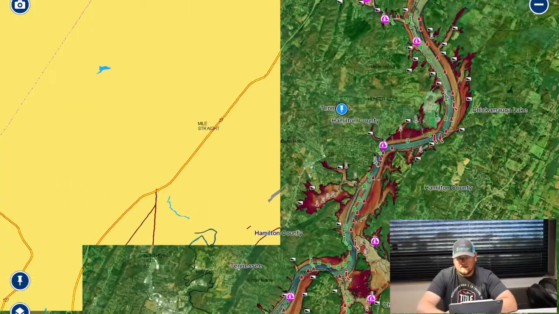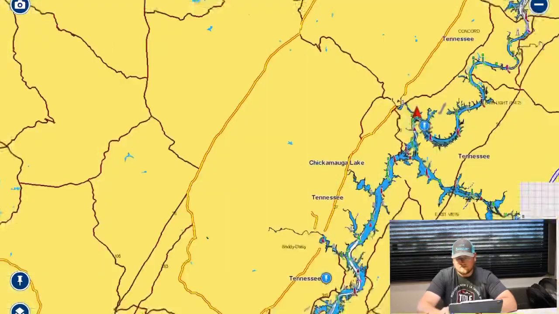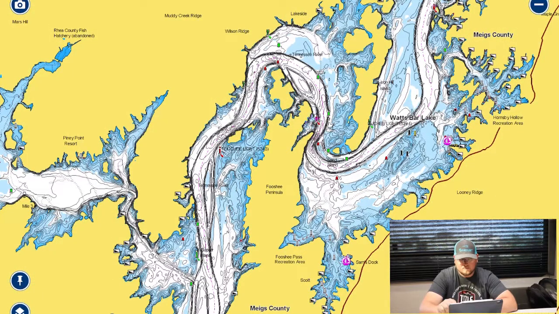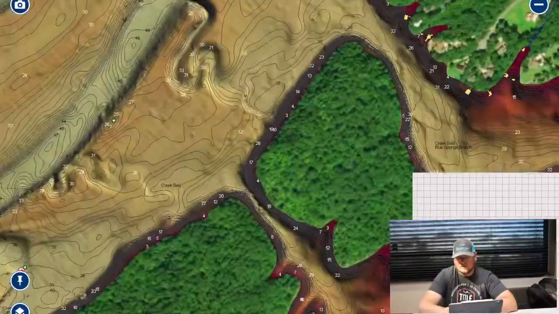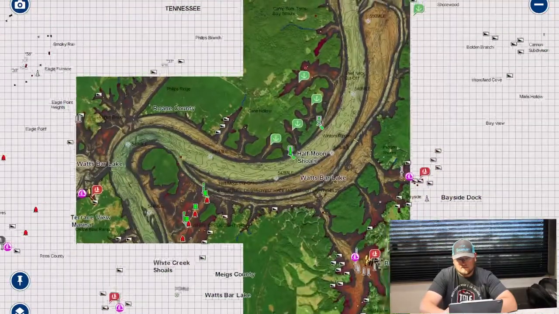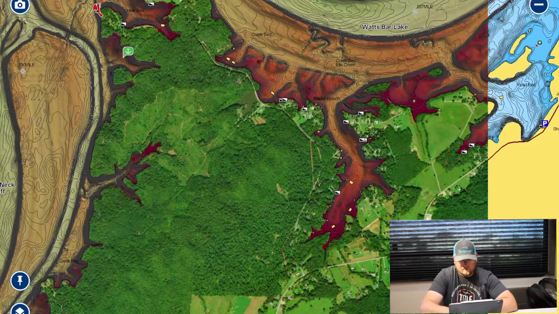Let's look at another creek and see if I can kind of break things down a little bit. Let's actually go up to Watts Bar. We don't have the relief shading on Watts Bar, and this is one that I'm really not as familiar with. But again, these are principles that you can apply to pretty much any lake. So let's take this creek for instance.